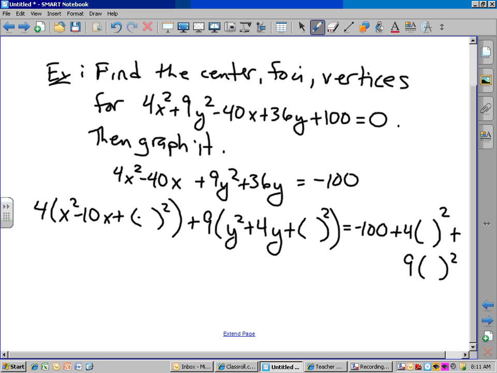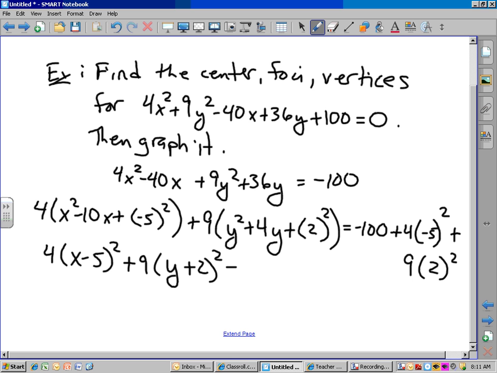Take half of negative 10, we get negative 5. Half of 4 is 2. Negative 5, 2. So we have 4 times x minus 5 squared plus 9 times y plus 2 squared equals whatever that is on the right side. So we'll calculate that. I'm getting 36.